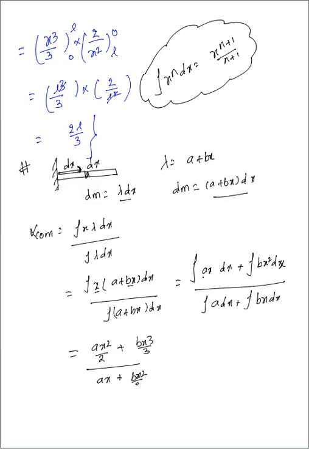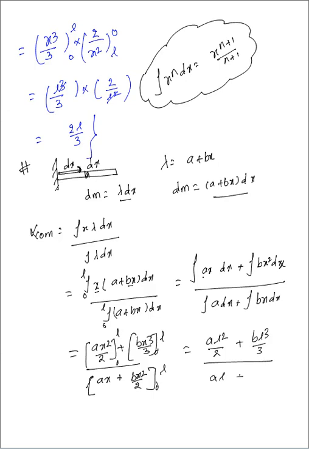But everywhere we need to apply limits, from 0 to L. After applying those limits, this comes to be AL square by 2 plus BL cube by 3, divided by AL plus BL square by 2. So we can take some things common also. Let me check that.